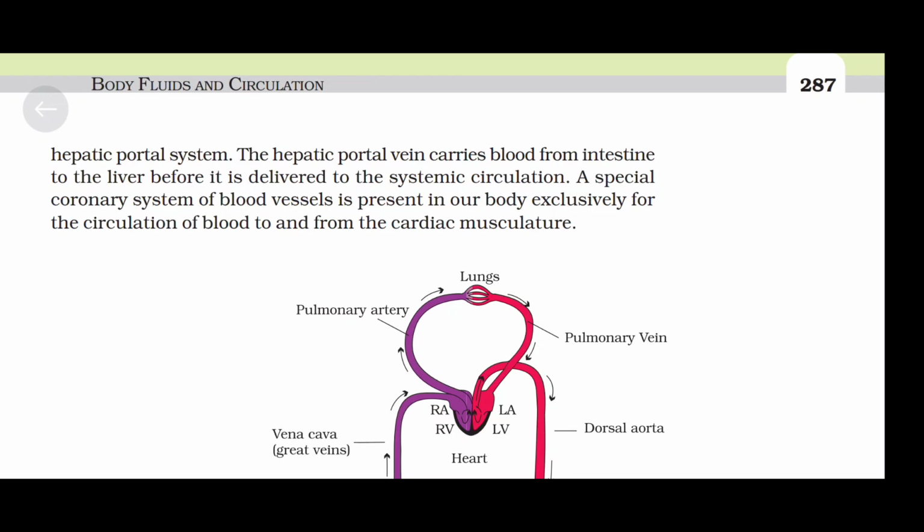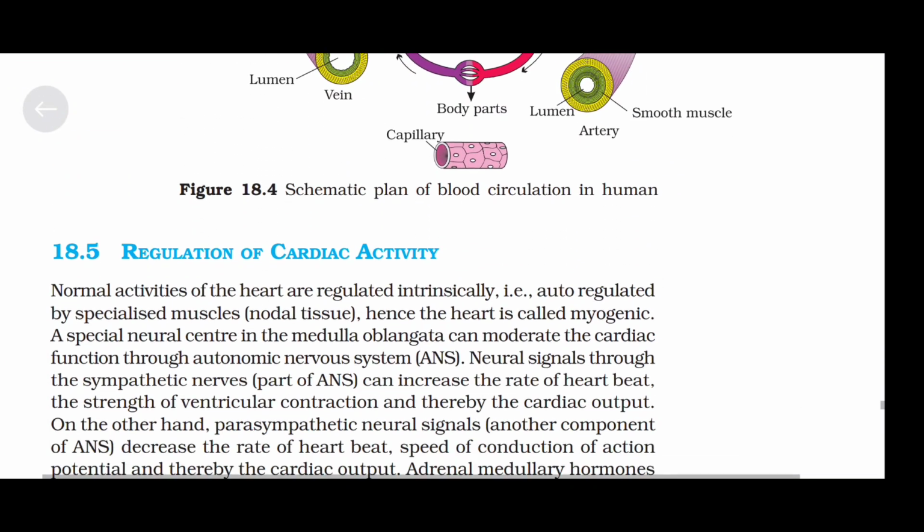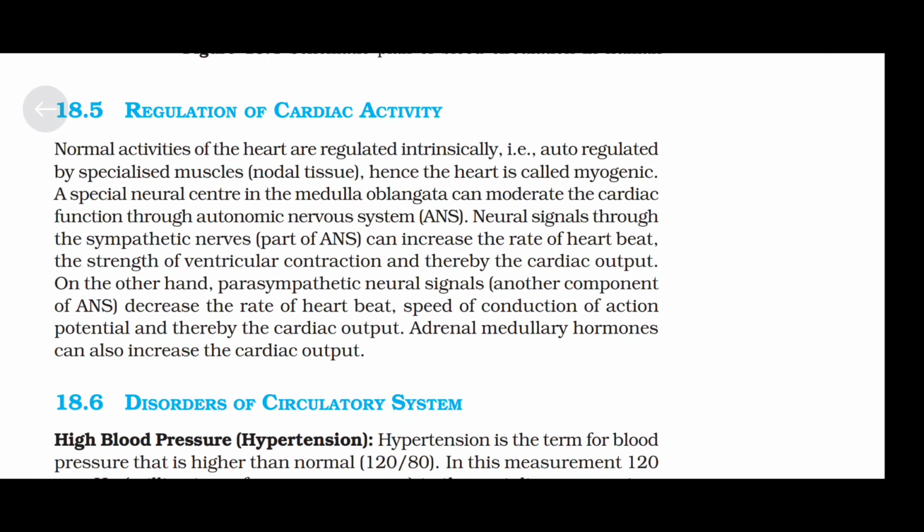Regulation of cardiac activity. Normal activities of the heart are regulated intrinsically, that is, auto-regulated by specialized muscles, nodal tissues. Hence, the heart is called myogenic. A special neural center in the medulla oblongata can moderate the cardiac function through autonomic nervous system, ANS.